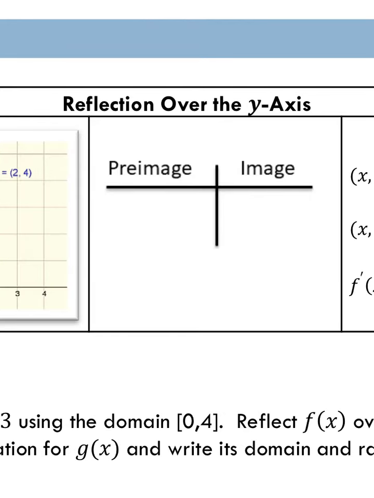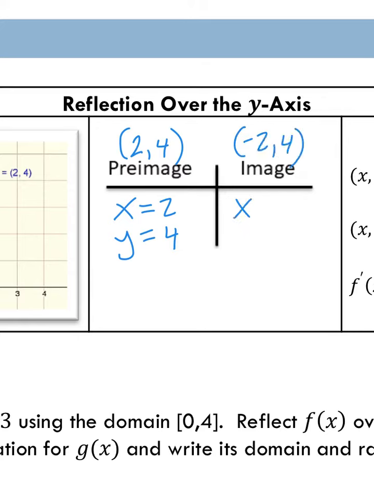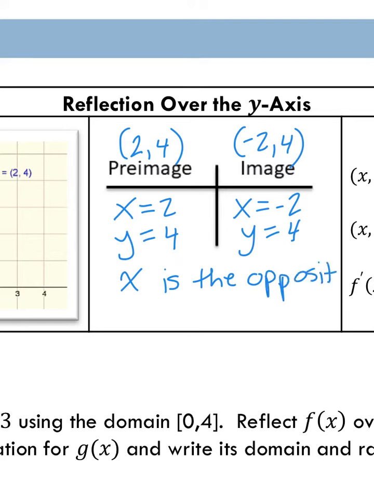So in our example, our pre-image was at 2, 4, so that's x equals 2, y equals 4, and the image or post-transformation was at -2, 4, so our x is at -2, and our y stayed at 4. So if you look at the coordinates, you could see the x is the opposite, and the y is the same.